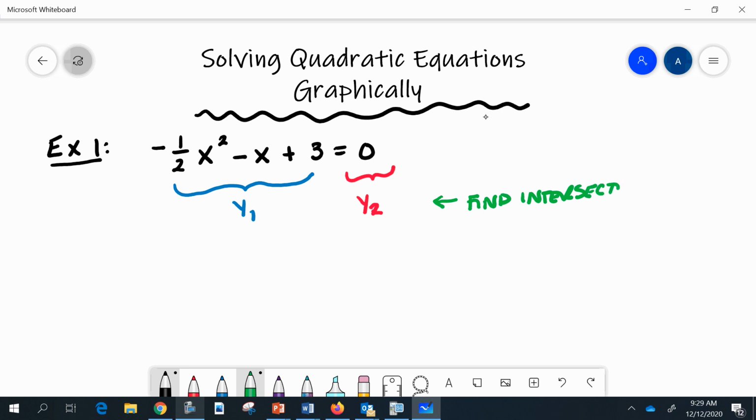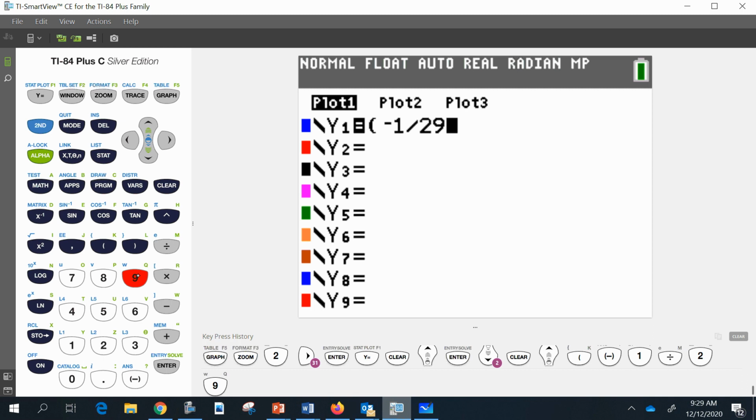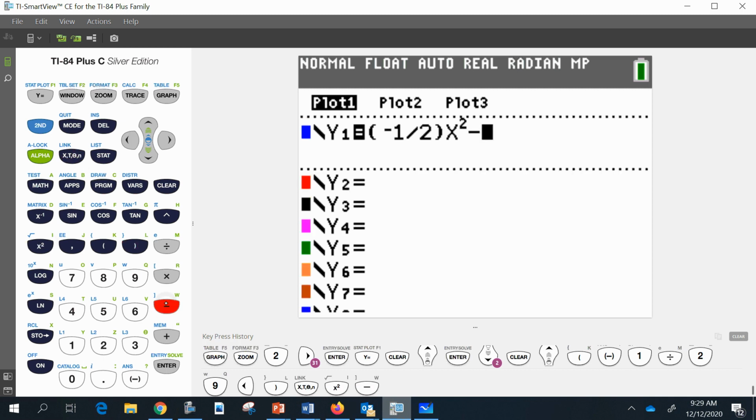That's pretty much how you can solve any equation graphically: put the left side in y1, put the right side in y2, and find the intersection. All right, so let's go into our calculator and let's go ahead and enter that in. Now, for y1, we're going to type in negative 1/2 x squared minus x plus 3.